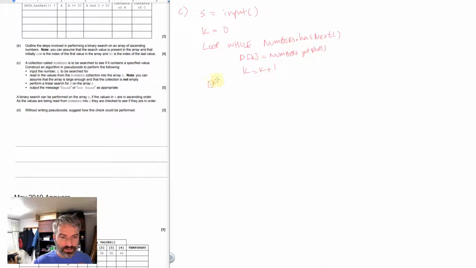Why I get tired sometimes. My spelling is just gone. I can't actually spell. But okay, so I think this is going to do this part. We're going to read in the values. We take them all, save them in our array D, and now we just need to perform a linear search on the array D. That just means going through the entire array and seeing if we can find the value or not.